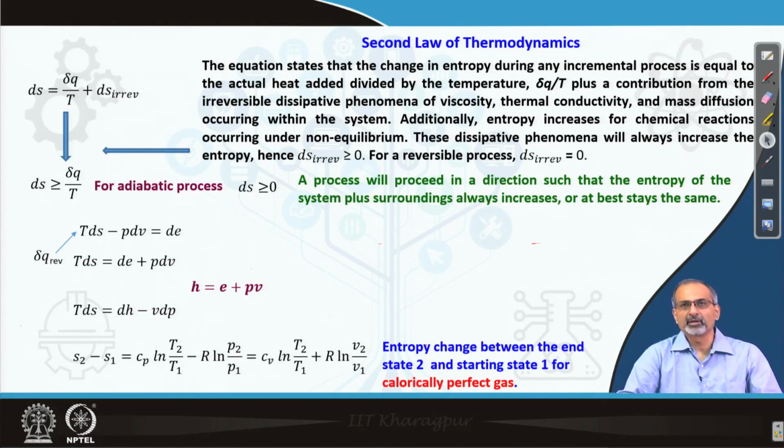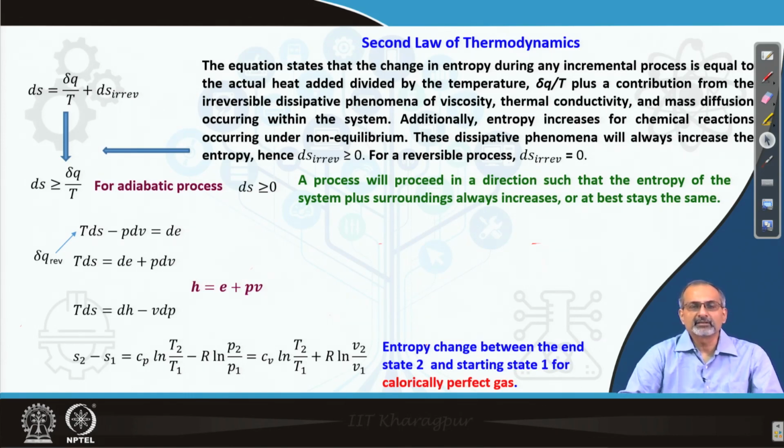These dissipative phenomena will always increase the entropy, hence the ds irreversible part of that equation will be greater than or equal to 0. For a reversible process only, ds irreversible is equal to 0. So, a process will always proceed in a direction such that the entropy of the system plus surroundings always increases or at best stays the same. This is the bottom line.